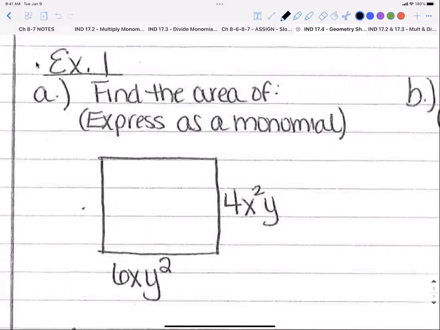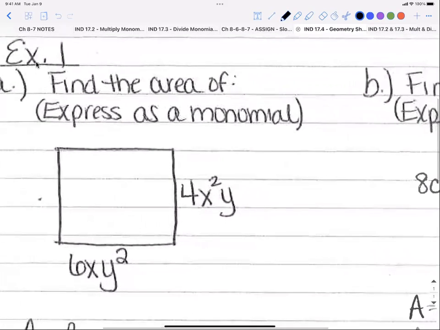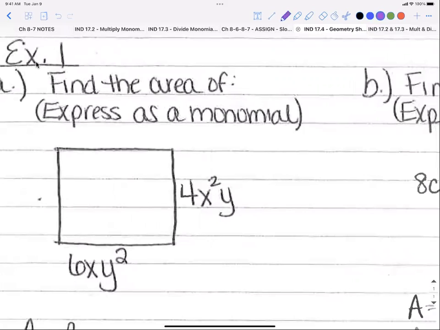All right, so my first example here, example number 1, is a rectangle. And because order of multiplication does not matter, it does not matter which one you call length and which one you call width, okay? So we have area equals length times width or vice versa, it doesn't matter. But you're gonna have 6xy squared times 4x squared y.